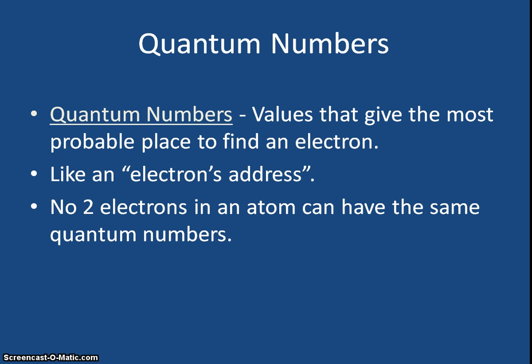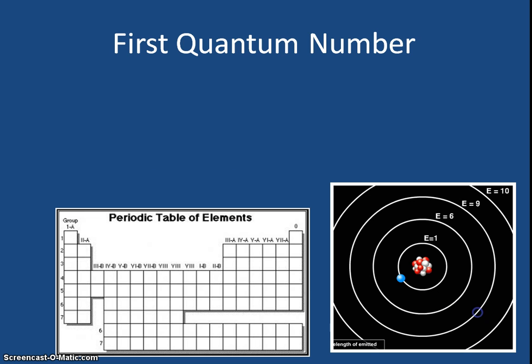And just like no two students in this class have the same address, no two electrons can have the same quantum numbers. And keep in mind that quantum numbers are not actually numbers. I'm not sure really why they call it that. Quantum numbers are actually numbers and letters together.